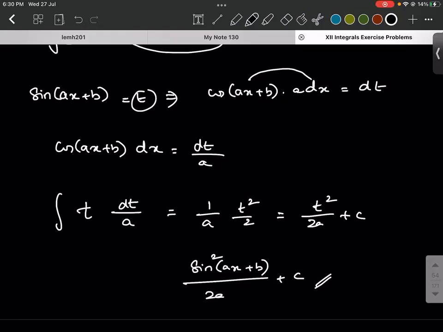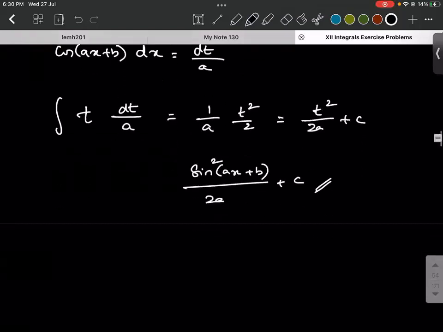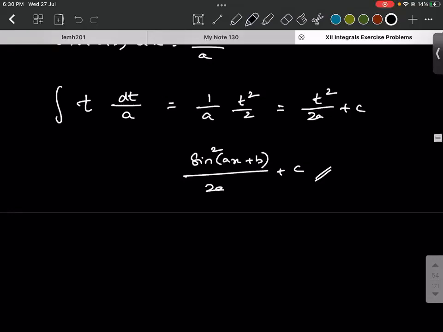4n. That is also right. So I told you in the beginning itself, whenever you have a trigonometry based problem, you will get more than one answer. I'll tell you what logic you see. This answer is right. You would have taken cos of ax plus b as t, and you would have proceeded.